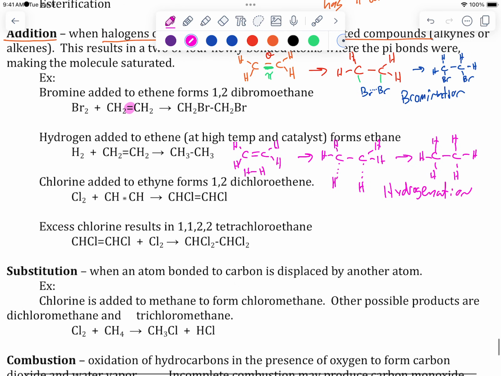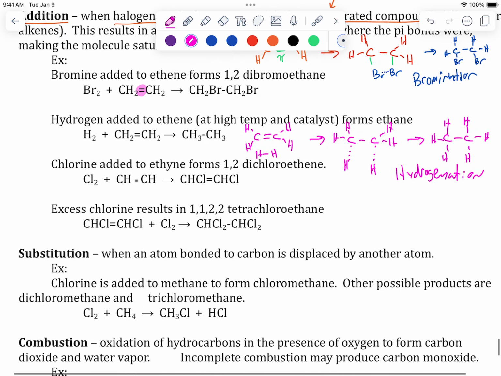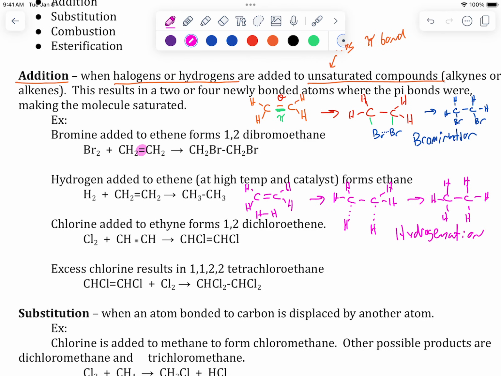So you can do the same thing with chlorine, right? I mean, you can do this with any of the halogens, really. Chlorine, fluorine, bromine, iodine, hydrogen, right? Okay. So, is that clear what an addition reaction is?